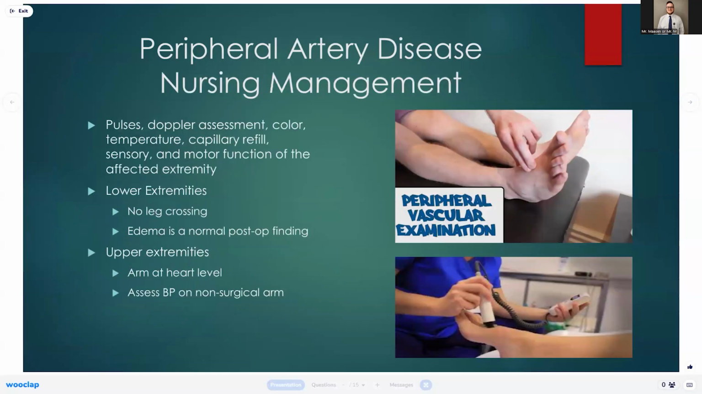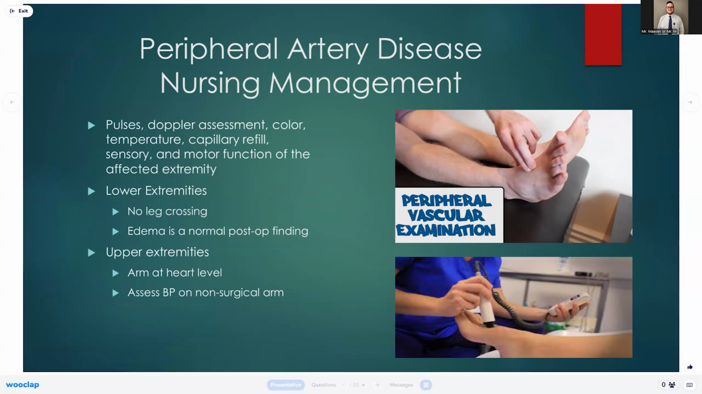Nursing wise, we want to think about always assessing the extremities that are affected. So checking for pulses is a big thing. Doppler assessment, that small ultrasound, any color or temperature changes. Is cap refill intact? Is sensory perception and motor function intact? That would be the paresthesia, paralysis.